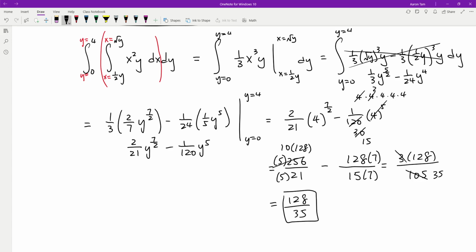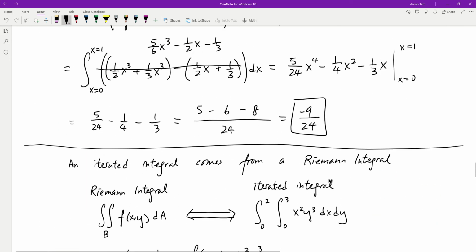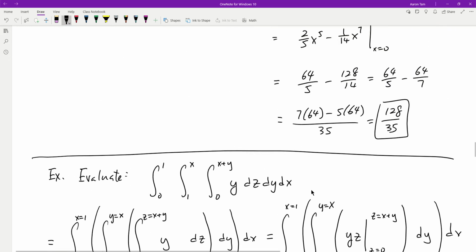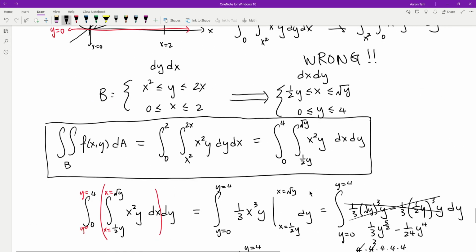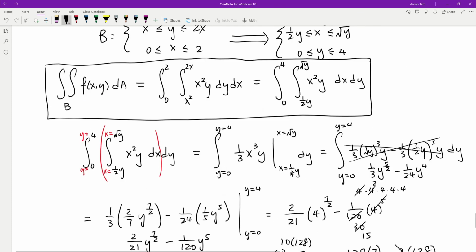So hopefully that's the same answer I got before. Let's see. As I say, moment of truth. Oh, yay, 128 over 35. So I think I got it right last time, and I hope I got it right this time also, unless I got it wrong twice. I hope that's not the case. All right, unfortunately, that's all the time I got.